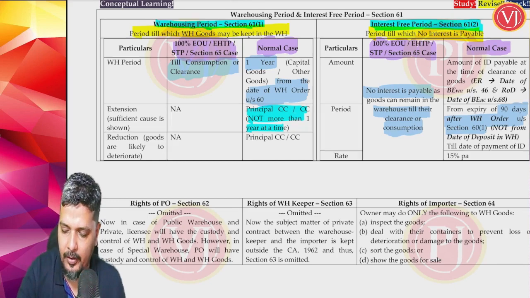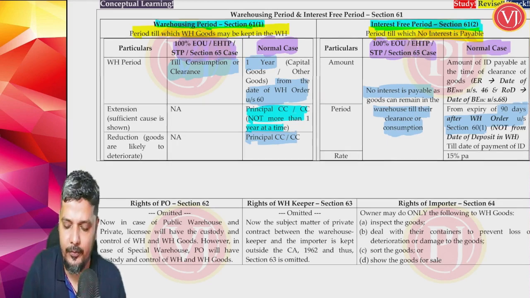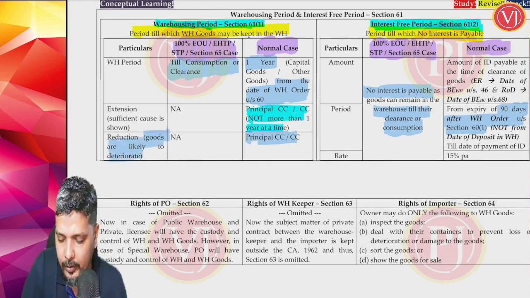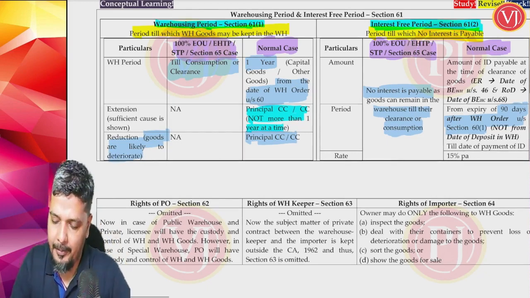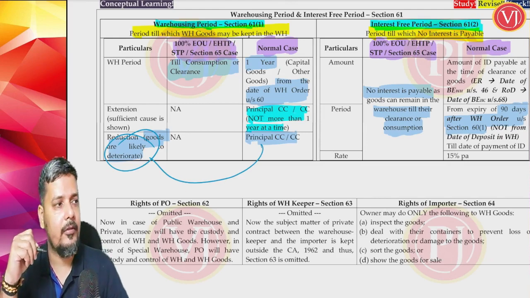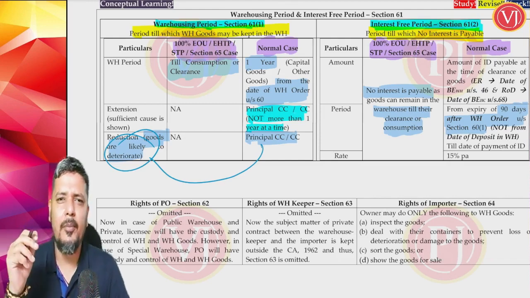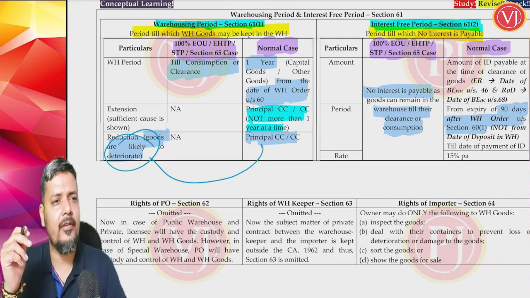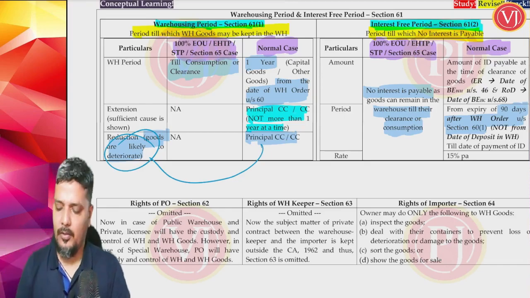Can it be reduced? Yes, it can be reduced, but wait. Principal commissioner or commissioner will reduce it only when the goods are likely to deteriorate. So reduction normally will not happen. Reduction will happen only when the goods are such that they are likely to deteriorate. Otherwise, reduction not possible. Extension is possible for any sufficient reason, but reduction not possible.